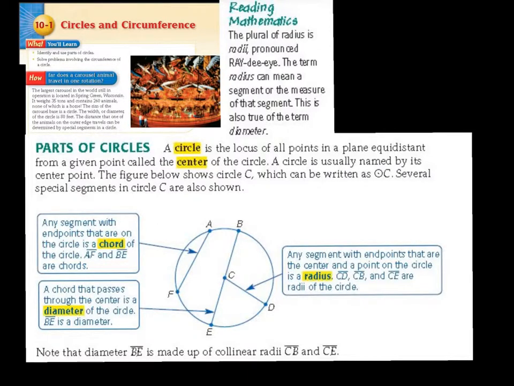And I kind of threw in the word radii there. The plural of radius is radii. The term radius can mean a segment or the measure of that segment. That is also true of the term diameter.